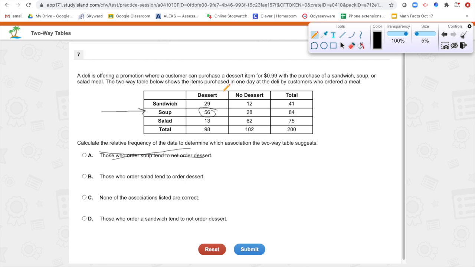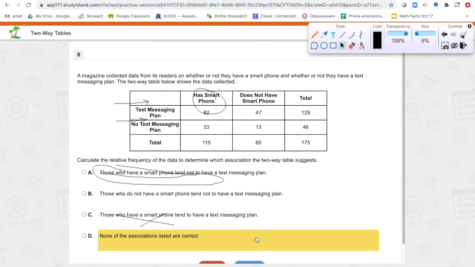B, those who order salad tend to order dessert. So we look at the salad row here, and we see that more people do not get dessert. So those who order salad, nope, they don't get dessert. So definitely not B. C, maybe, but let's take a look at D first. Those who order a sandwich tend to not order dessert. When you're looking at these numbers, dessert's bigger. So that one is also incorrect. So it's got to be C. It's the only one left. None of those tendencies are correct.